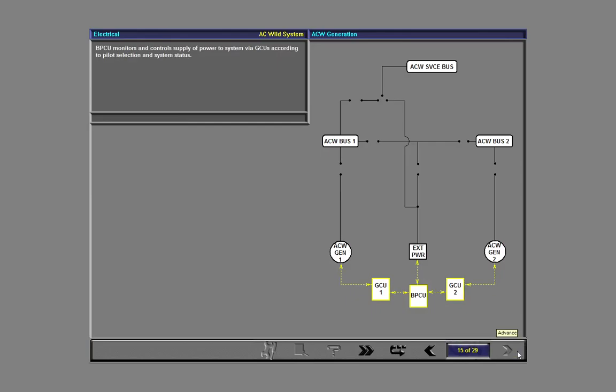The BPCU monitors and controls the supply of electrical power to the system via the GCUs according to pilot selection and system status. The BPCU ensures that transfer takes place when necessary by closing the BTCs and also switches power supply according to priority. Which is the priority when external power is supplied and both generators are running?